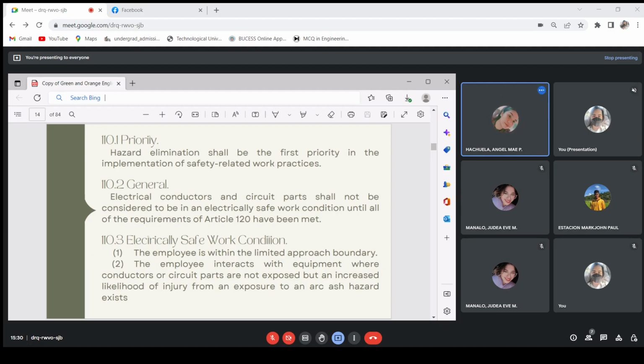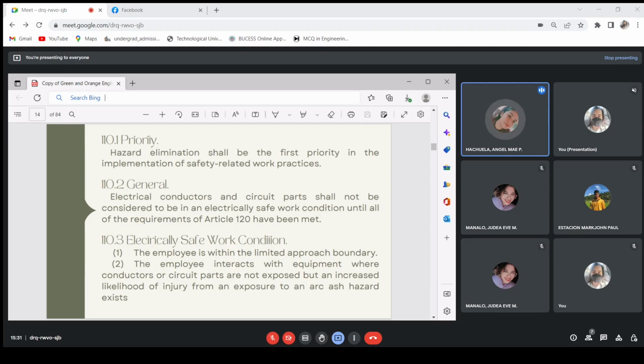An electrically safe work condition is a state wherein all hazardous electrical conductors or circuit parts to which a worker might be exposed are placed and maintained in a de-energized state for the purpose of temporarily eliminating electrical hazards. So in general, electrical conductors and circuit parts shall not be considered to be in an electrically safe work condition until all of the requirements of Article 120 have been met. So, yung lahat ng safe work practices na applicable sa circuit voltage and energy level ay ginagamit lamang in accordance with Article 110 and Article 130 until such time that electrical conductors and circuit parts are in an electrically safe work condition.